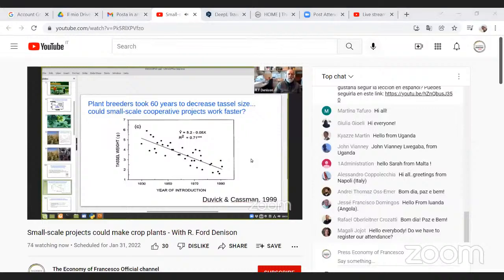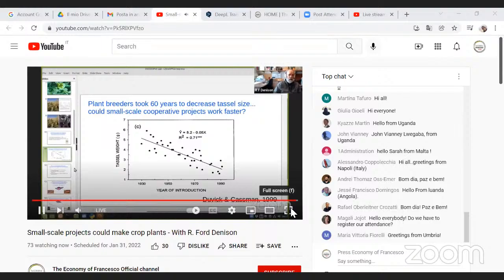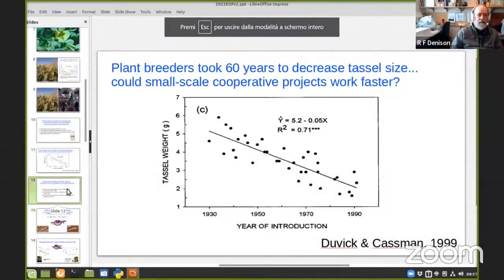because figuring out how big a tassel is not something that takes a bunch of expensive equipment. It's something that could really be done on a small scale. And some of the other examples in my book also could be done by small scale projects.